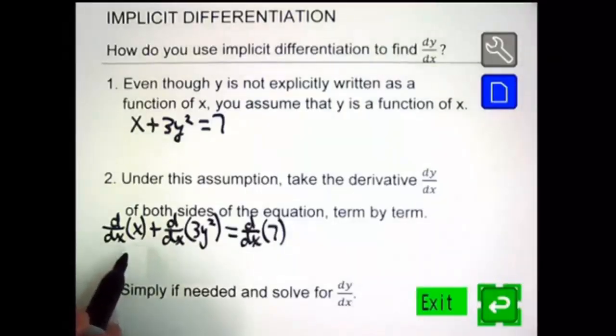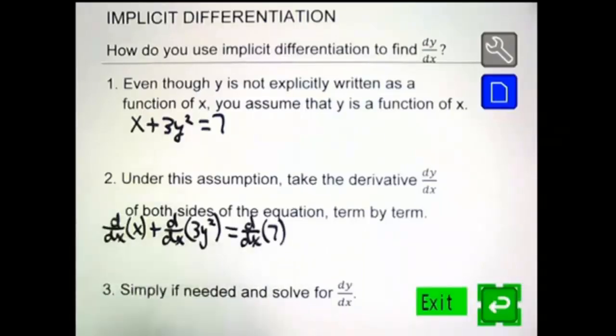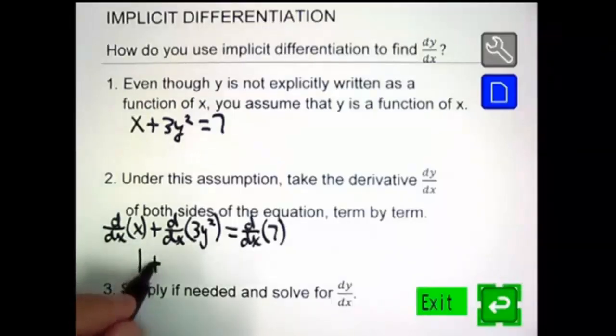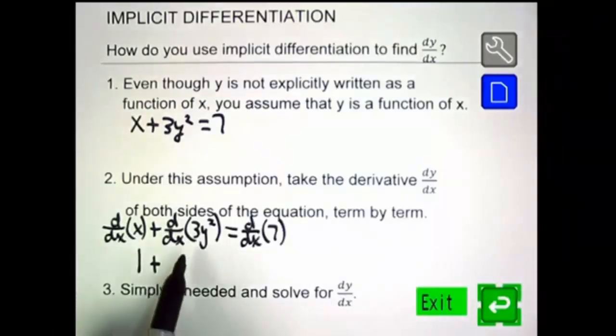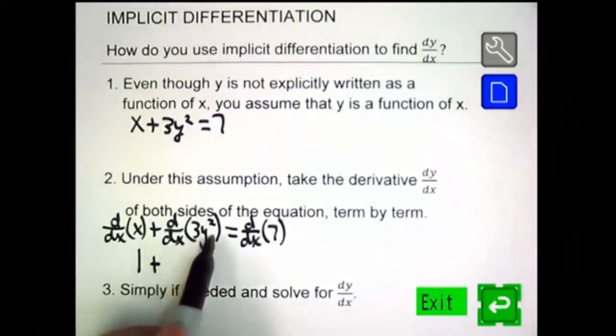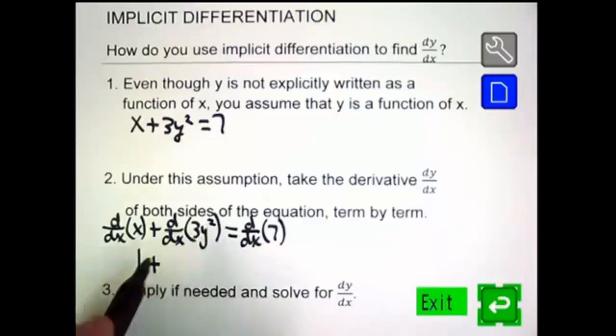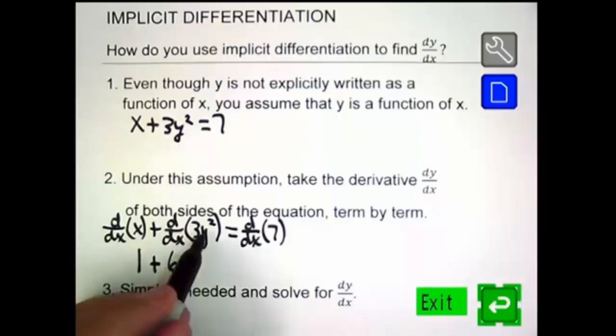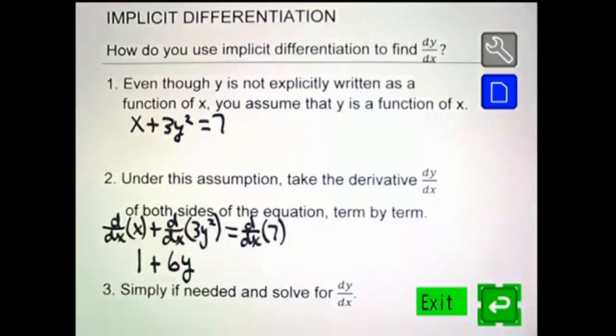Now again, I don't want to get too caught up in the details right now, but that's the process. Now, the derivative of x is just 1. The derivative of 3y squared, by the power rule, if you just think about it that way, is going to be 2 times 3 is 6, and then the y to the second drops down to y to the first. If that were an x, we'd be done.